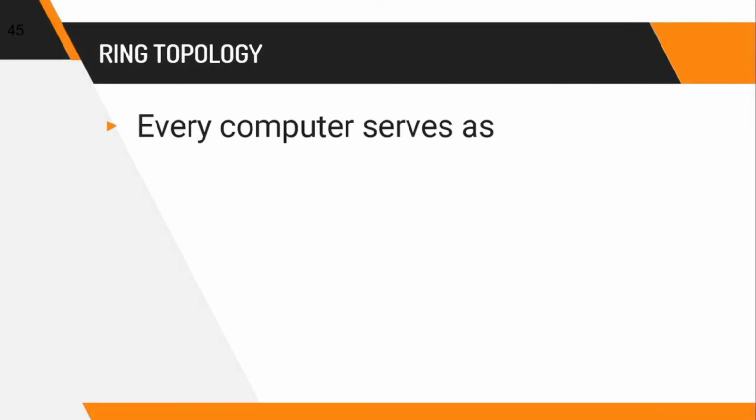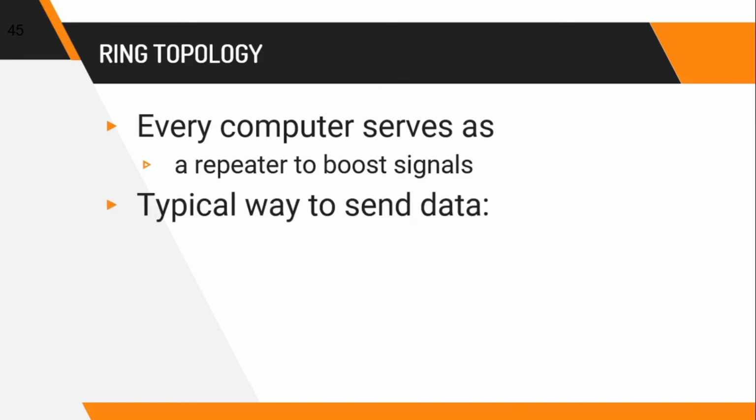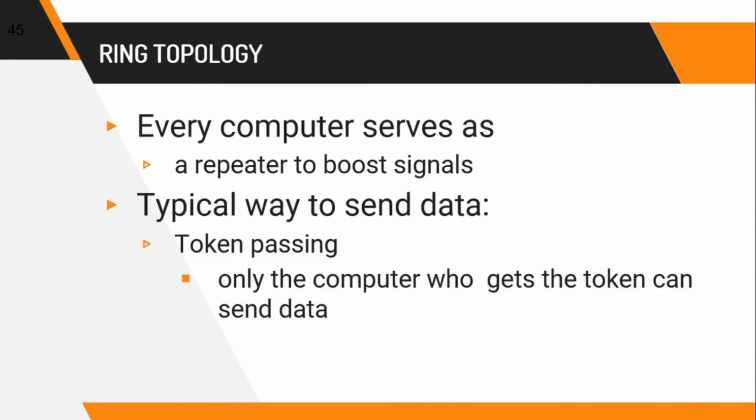Ring topology. Each computer serves as a repeater to boost signals. Typical way to send data is through the use of a token. Only the computer who gets the token can send data. A ring topology is a network configuration where device connections create a circular data path. Each network device is connected to two others like points on a circle. Together, devices in a ring topology are referred to as a ring network.